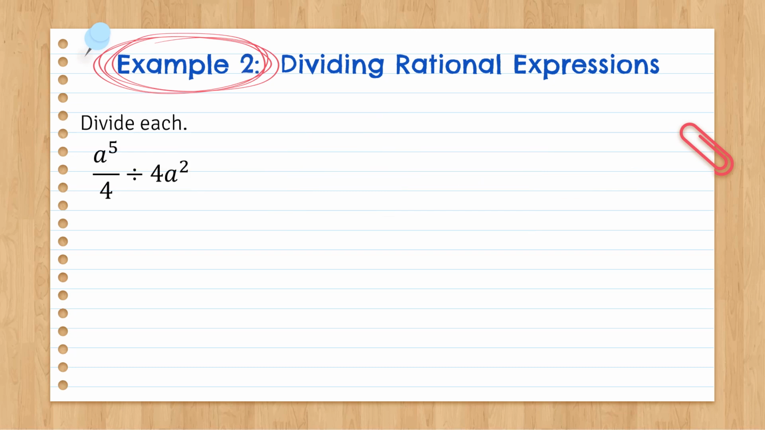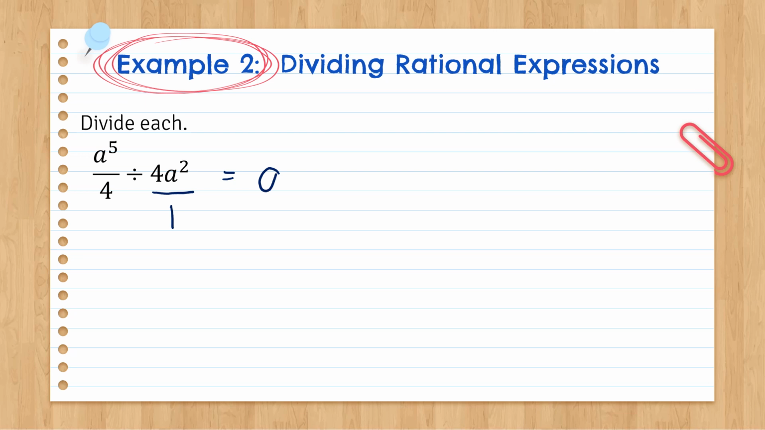For our second example, we have a to the fifth over 4 divided by 4a squared. So notice that 4a squared does not have a denominator. But actually, it has a denominator, which is, yes, there is always a denominator of 1 kung wala man lang tayong nakikitang denominator sa ating term.